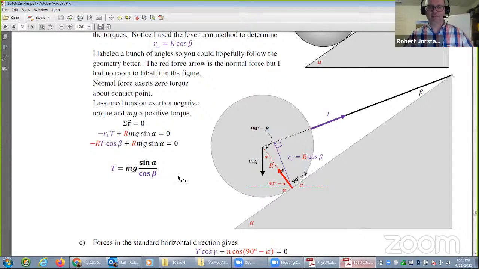Oh, it looks like what I did for this one was I just said it's R mg sine alpha. So I did RF sine alpha, whereas I did a lever arm for the tension. So we actually did that one pretty similar to how I drew this one. Notice I had to draw really big pictures.